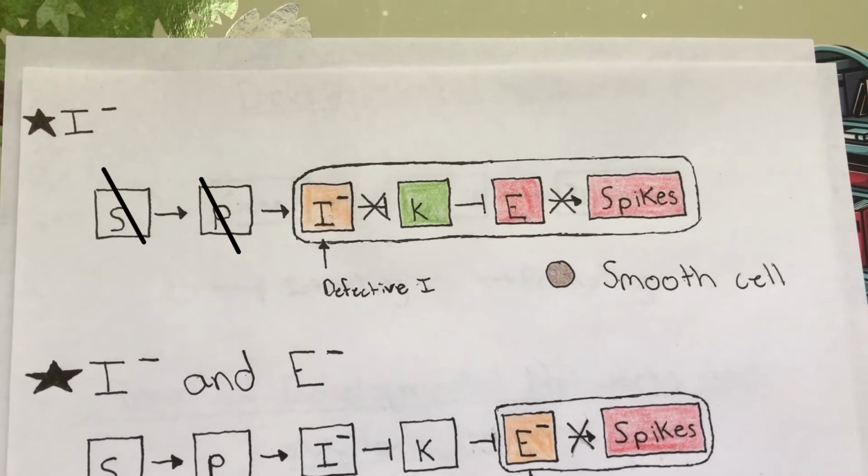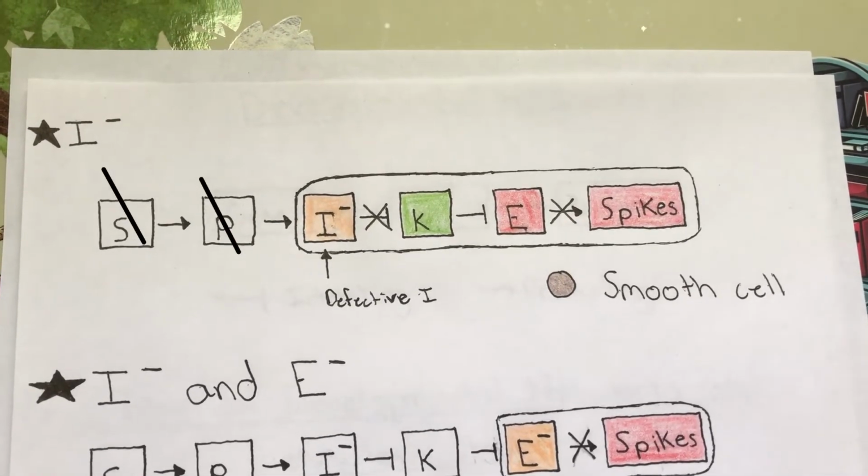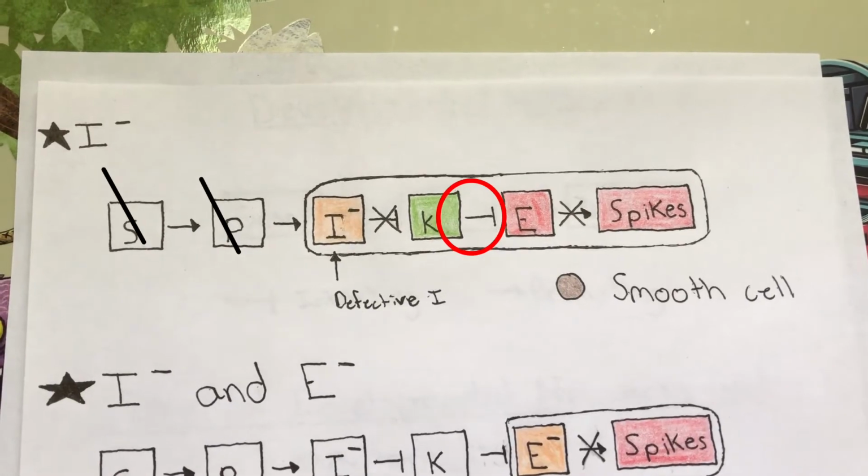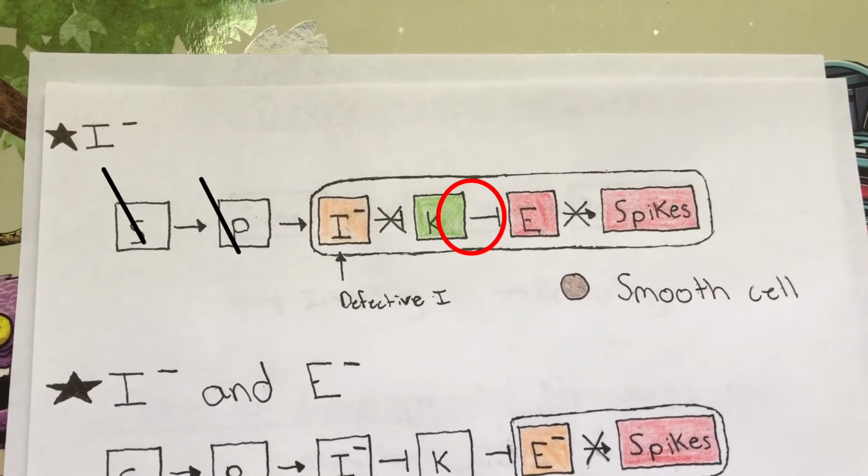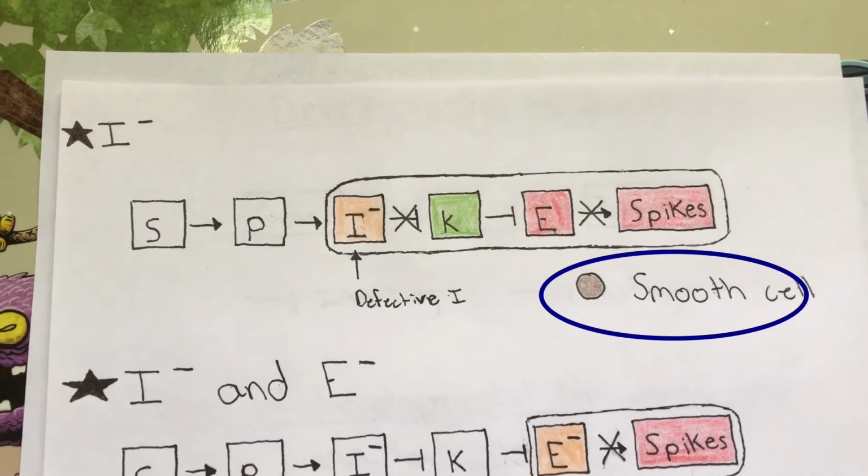If the I gene is mutated, it cannot inhibit K, allowing K to inhibit E, which leads to the formation of spikes not being activated, resulting in a smooth cell.